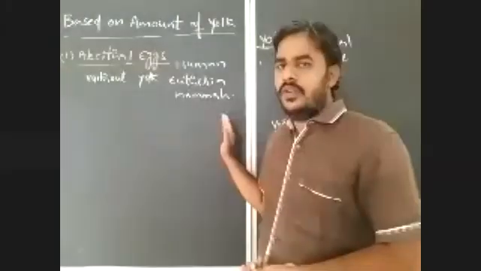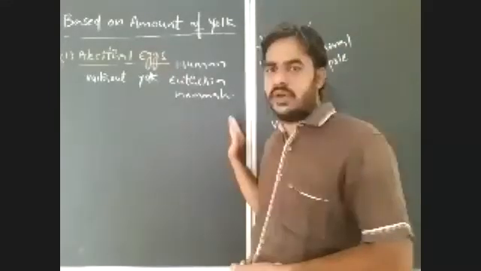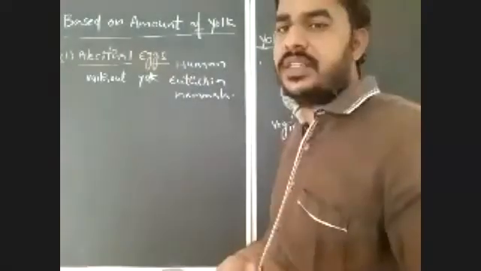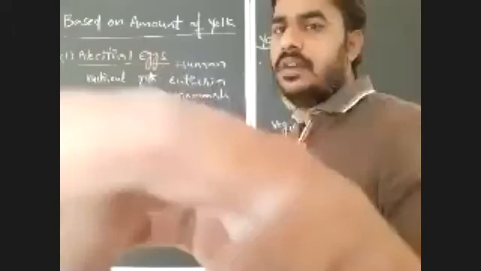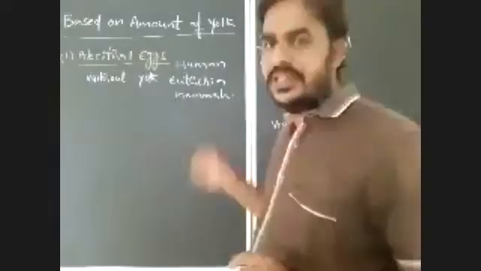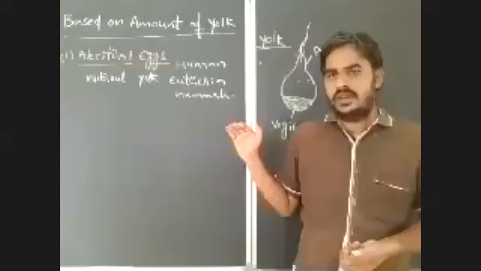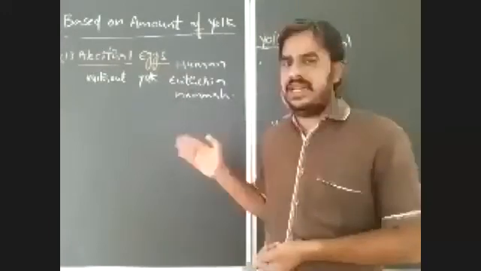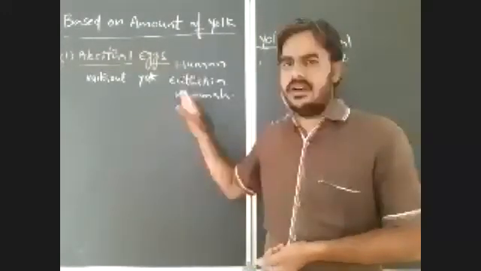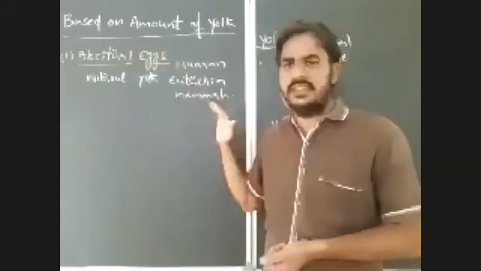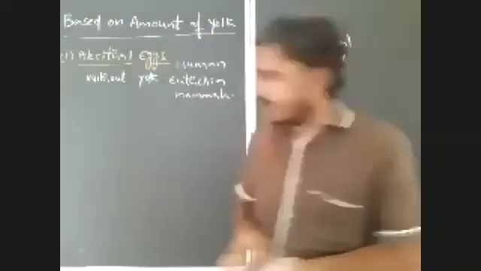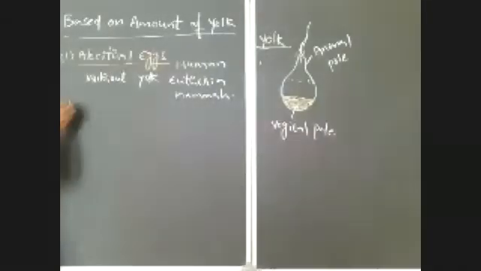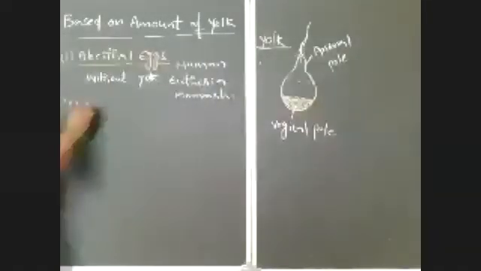Some students are asking doubts. I will explain all that. Just listen first. After completion of topic, we will discuss all the doubts. Alecithal eggs. So here, the eggs where there is no yolk, that is alecithal eggs. And after completion of alecithal eggs, the second type of eggs is microlecithal eggs.